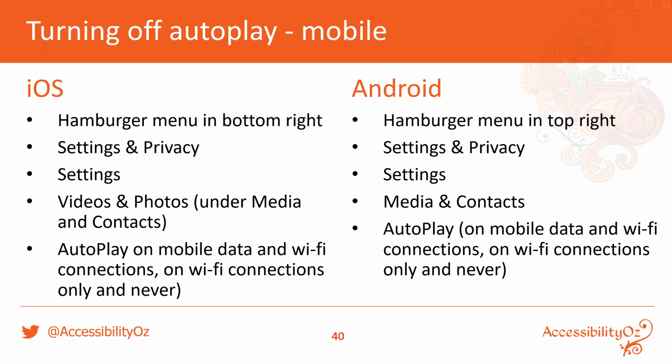On Android, the hamburger menu is in the top right. Select settings and privacy, then settings, then select media contacts, and then you get autoplay on mobile data and Wi-Fi connections, on Wi-Fi or never. Now, one thing I want to say about, oh no, this is Facebook. So I wanted to talk about YouTube autoplay, but that's a little bit later on.